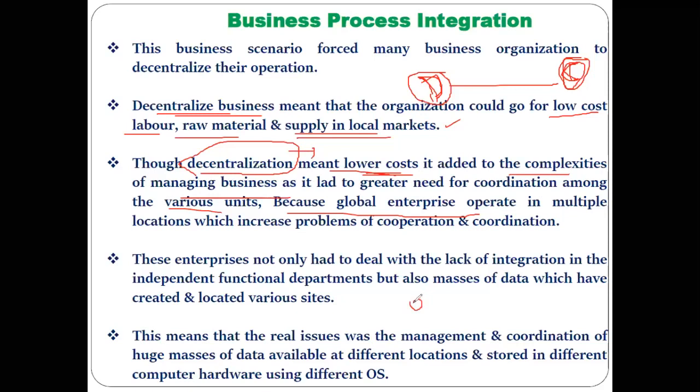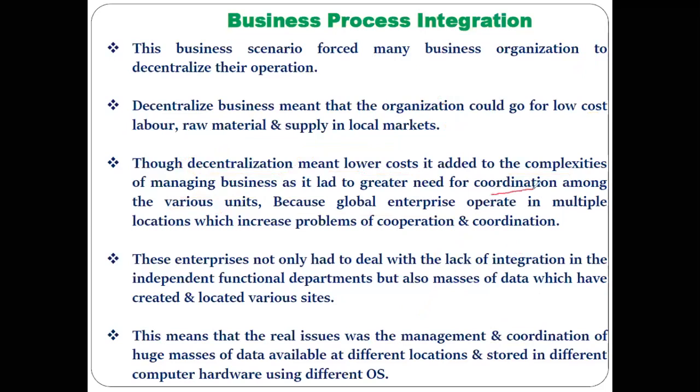Because in case of the decentralized, different business plants are working at different cities. And the point you should keep in mind is that these different plants are not connected to each other. That is the main point. You are getting my point? Understood? Yes. And as these different business plants are not linked with each other, there comes the problem of the coordination. Why will problems of coordination come? Because the companies are operating from multiple locations. And because of that, the problem of cooperation and coordination comes.